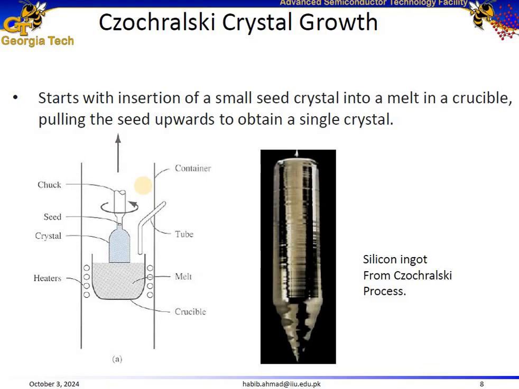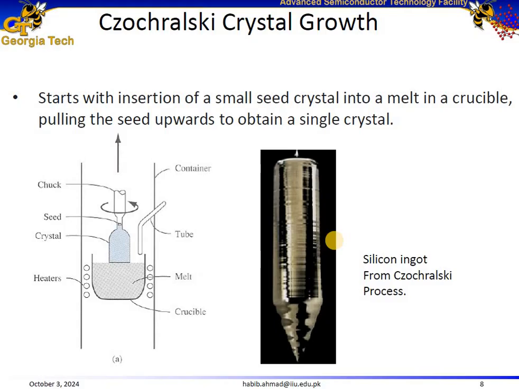So the continuous pulling and cooling cause the material to solidify. We pull it and we rotate it, and the melt has a particular temperature. When we start pulling the seed, the material cools and solidifies, forming a long cylindrical ingot of single crystal material, which is also seen on the right side. We call it the silicon ingot. This method is ideal because the pulling process ensures that the atoms arrange themselves in a perfect crystalline structure as the material cools.